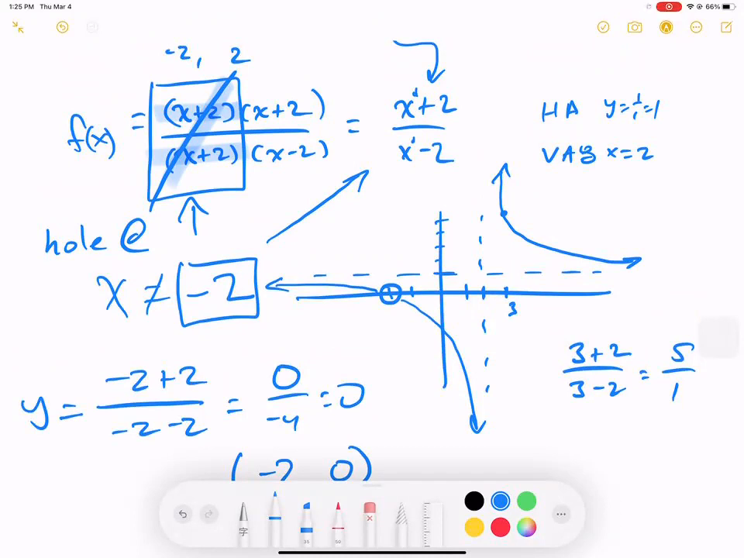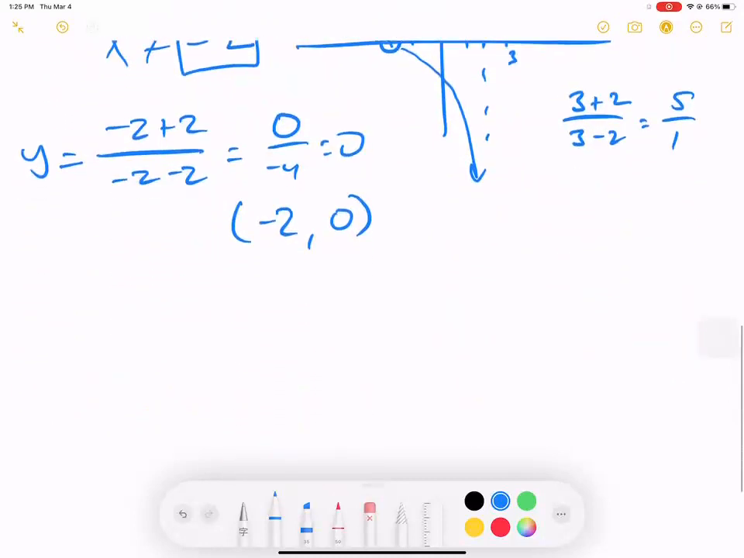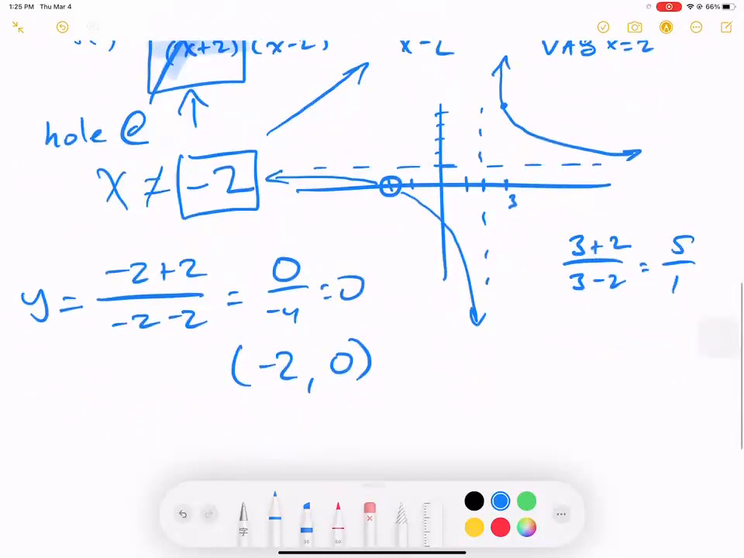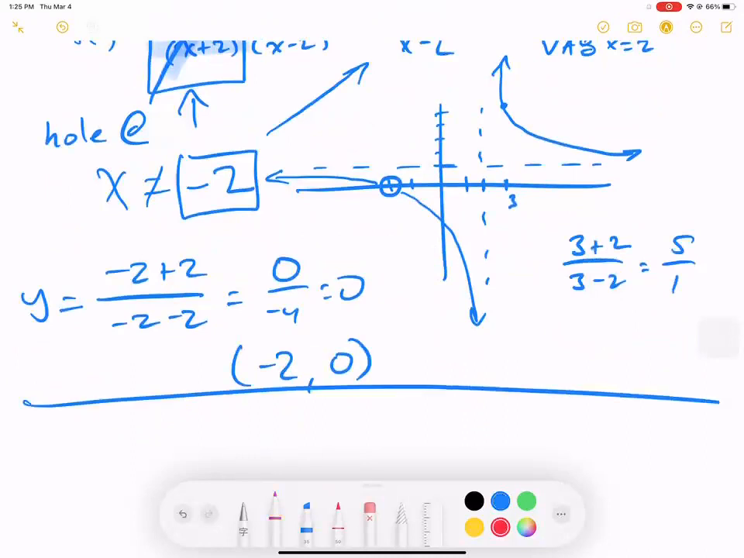Okay, let's do another problem. As you guys are finishing up there, let me go ahead and set up the next problem. If I write f of x is equal to x squared plus 6x plus 8, and we're going to divide this by x squared plus 5x plus 4. Okay.